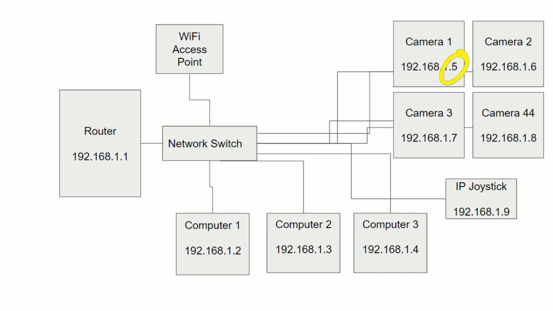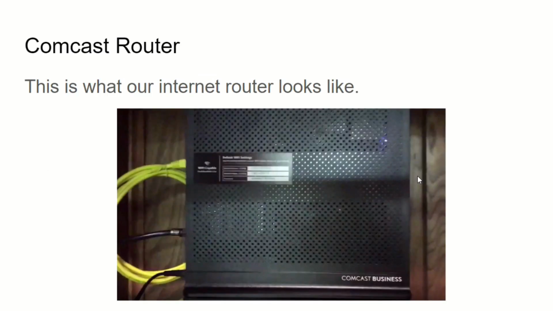Now, camera 1, 2, 3, 4, 5, 6, 7, and 8. Well, I guess 1, 2, 3, and 4 all have unique IP addresses, and the IP joystick has a unique IP address. Notice that we have all of these IP addresses sequential. That's not required, but it's a best practice. It makes it very easy to maintain all of your IP addresses if they're all sequential like that.